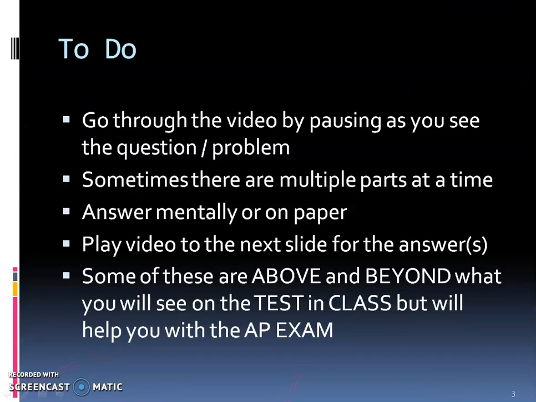So as normal, you're going to go through the video by pausing when you see the question or the problem. Some of them have multiple parts. Again, you can do them mentally or on paper, but I strongly suggest having your calculator, your periodic table, and your reference sheets available. You're going to then continue playing the video to look at the solutions or the answers. And again, some of these are going to be above and beyond what you'll see on the test in class. However, they are really, really beneficial to help you prepare for that AP exam.